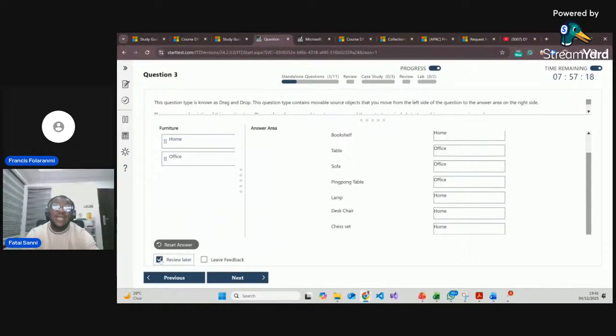Okay. So let's say I'm in a rush. I have 7 hours, for example. I don't want to spend so much time on this question, but I'm not confident or not so sure about my answer. I can click on review later. At the end of my exams, I'm going to have all the questions that are marked for review, and I can quickly review them before I move on to the next segment.